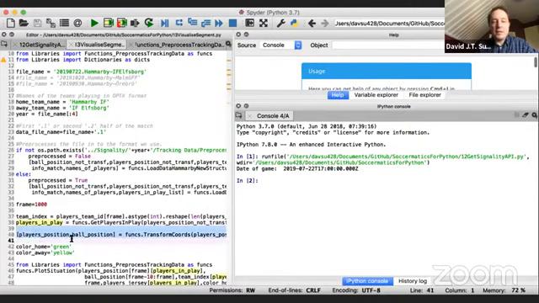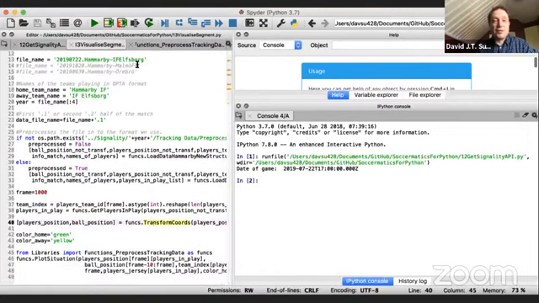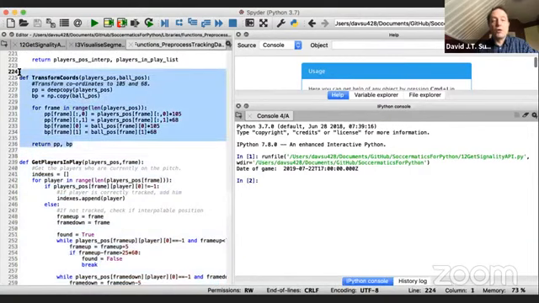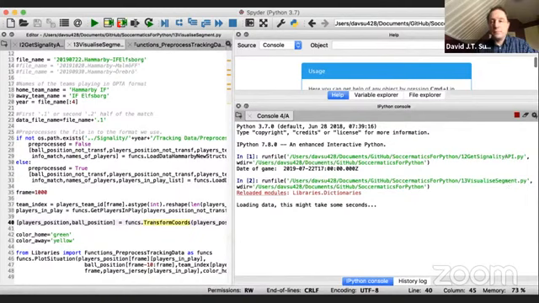Then it transforms the coordinates. The reason we have this is that Signality often change their coordinates to various systems. In this case, transform coordinates takes the 0, 1 coordinate up to the 105.68 pitch coordinate, which we're going to use for plotting. I'll run this, so we're just loading in the data.